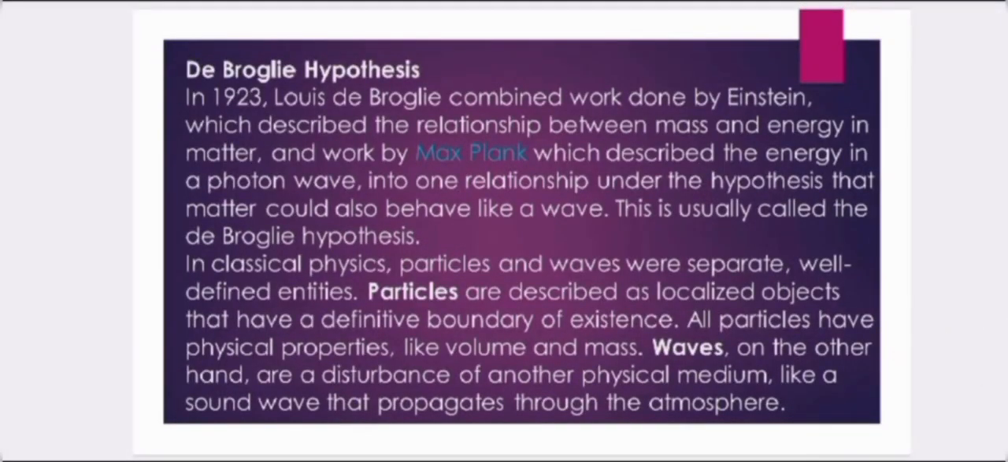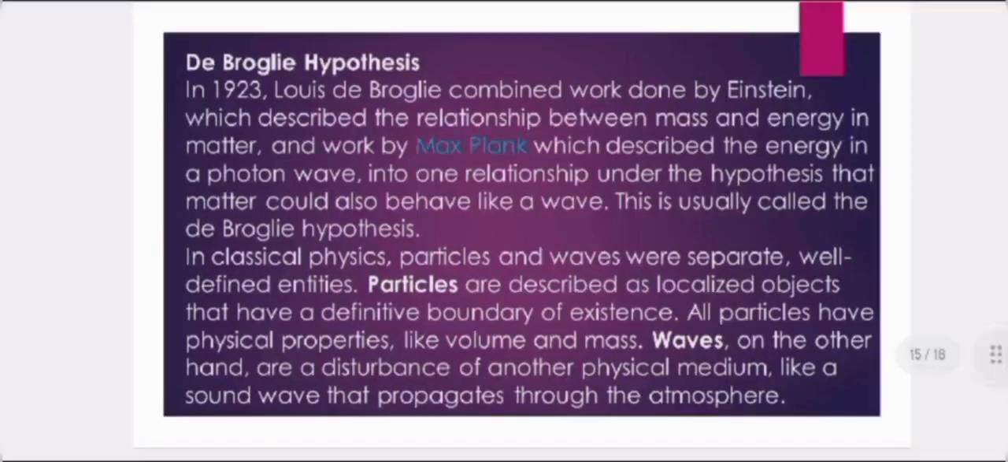And next one, de Broglie hypothesis. In 1923, Louis de Broglie combined work done by Einstein, which described the relationship between mass and energy in matter, and work by Max Planck, which described the energy in a photon wave, into one relationship under the hypothesis that matter could also behave like a wave. This is usually called the de Broglie hypothesis.